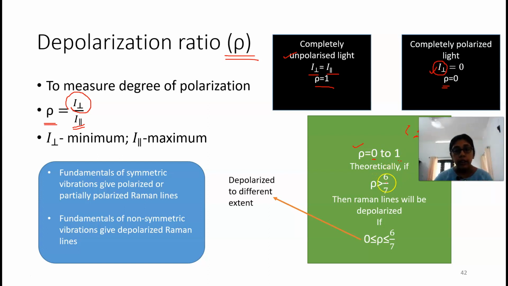So theoretically, if rho is greater than 6/7, we say that the Raman lines will be depolarized. If rho is greater than 6/7, it means it will be less than 1, and if the rho value is greater than 6/7, we say that is a depolarized Raman line. Otherwise, we say rho value is in between 0 to 6/7.